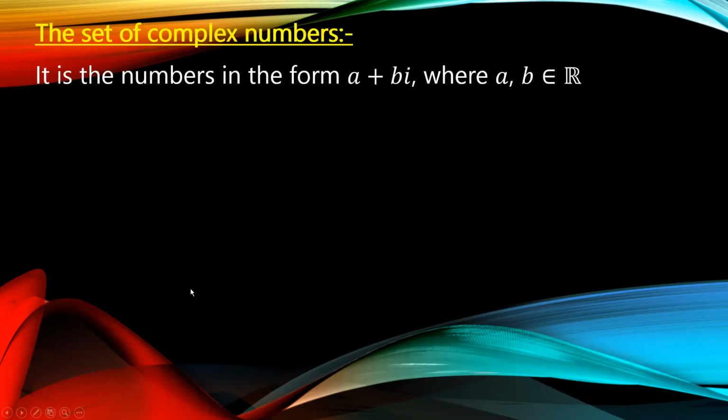Here, the set of complex numbers. What is the meaning of a complex number? It is a number in the form a plus bi, where a and b belong to R and i is the imaginary number. Again, a complex number consists of a real part and an imaginary part. Here, a and b belong to R.